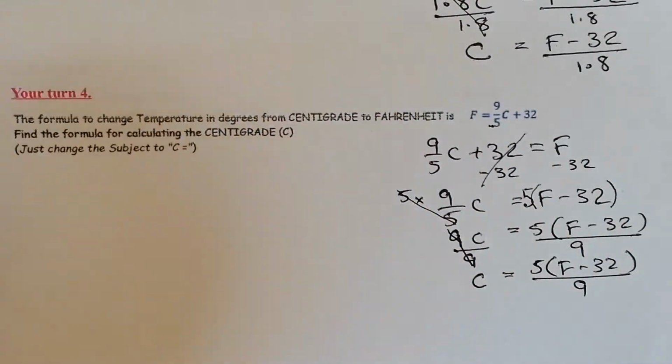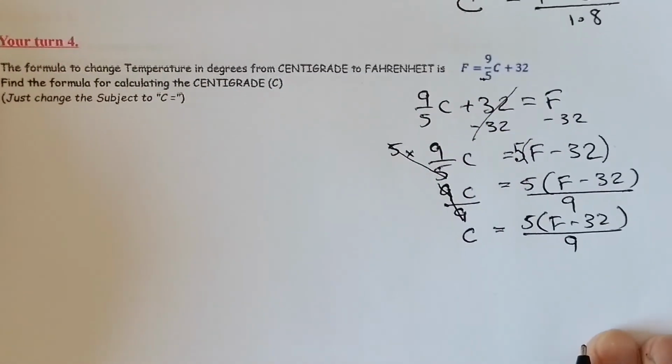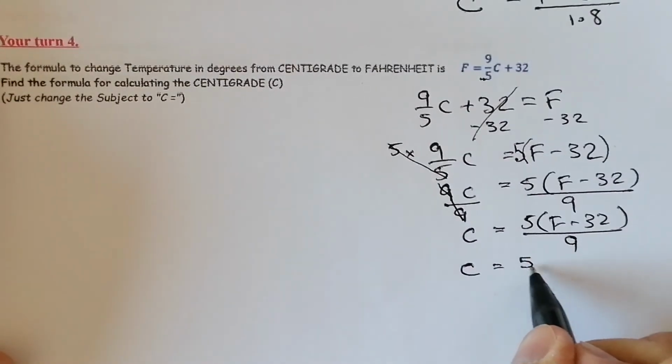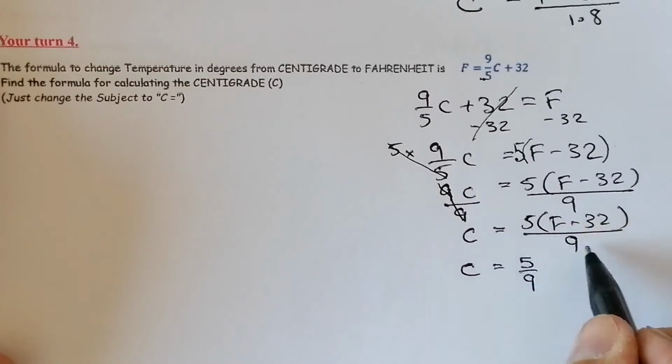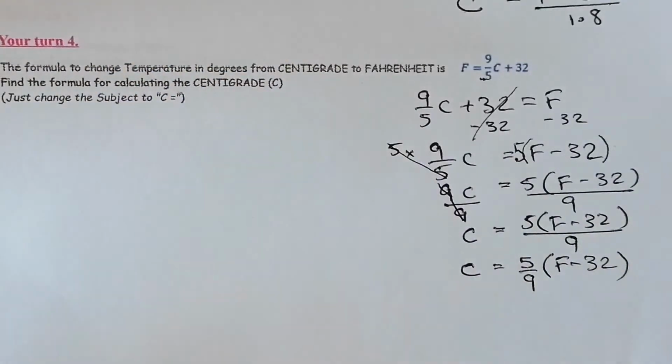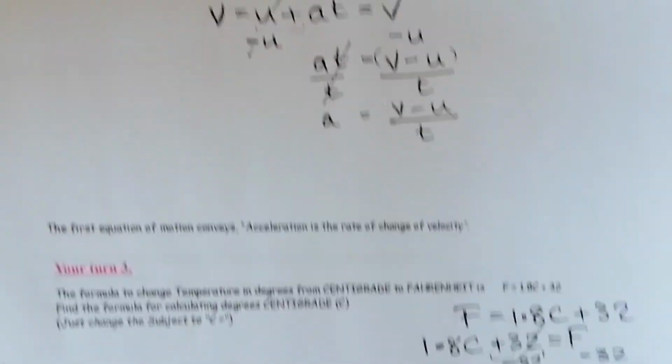There's a formula for C. You may see this written slightly differently, like C is equal to 5 over 9, which is the same thing, 5/9 of F minus 32. So that's a way of sorting that out slightly. These formulas are the same, the ones we've worked on there. Right, moving ahead.